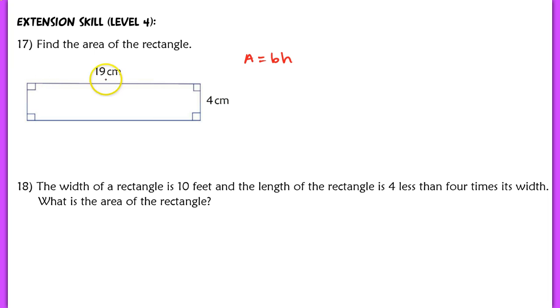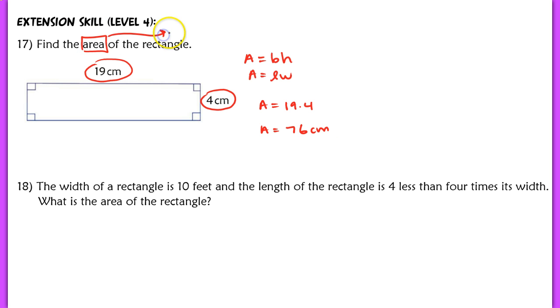Now in this case, we can also use length times width, whichever one you're more comfortable with, but either the length or the base can be represented with that 19, and the height or the width can be represented by 4. So I would just take 19, multiply that by 4, and I end up with 76. Now I have to make sure I put my units on here, and anytime you're using an area, your units should be squared. So in this case we have centimeters squared. That's our unit. So I have an area of 76 centimeters squared.